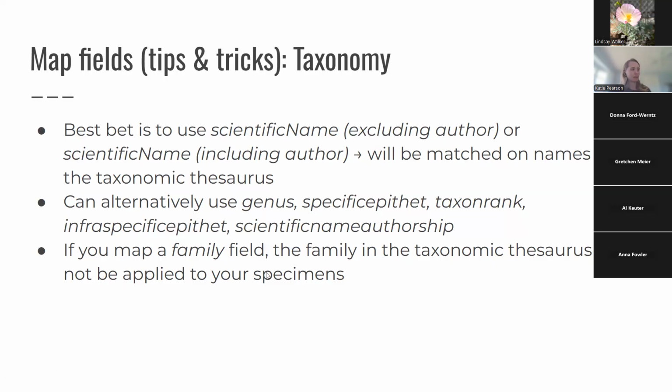Then if you map a family field, the family in the taxonomic thesaurus will not be applied to your specimens. So family is kind of a funky little override where if you don't put any values in family, it's going to automatically grab the family out of the taxonomic thesaurus and apply it to your specimens. But if you apply a family, then it's going to use whatever you gave it. So just a note of caution if you're like, oh, I just want it to bring in whatever the thesaurus says, then you just want to not include a family field in your import file.